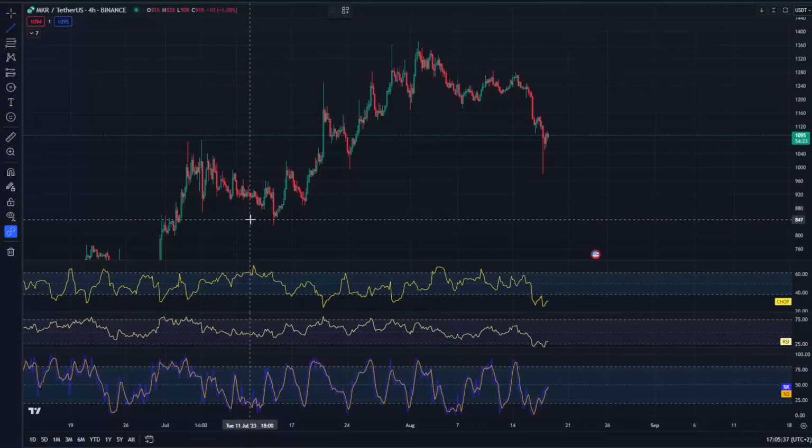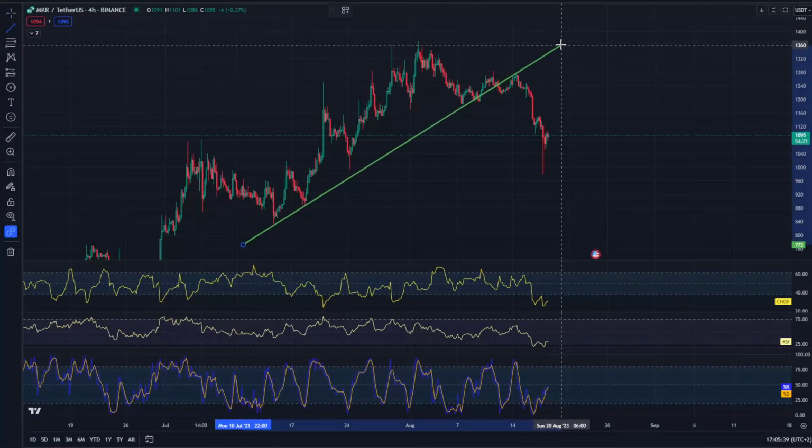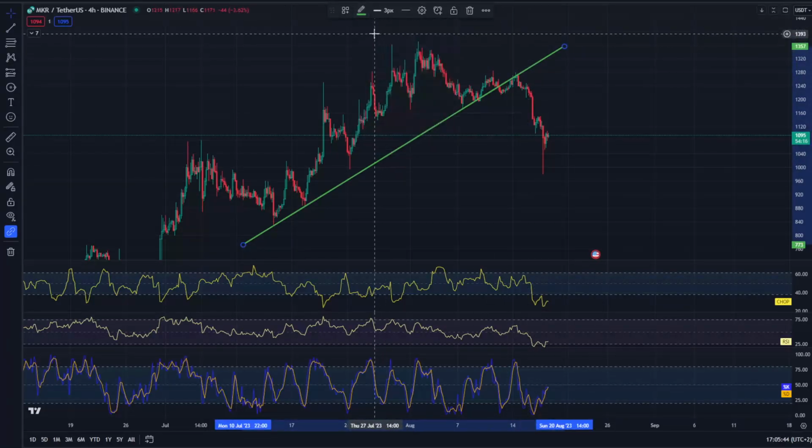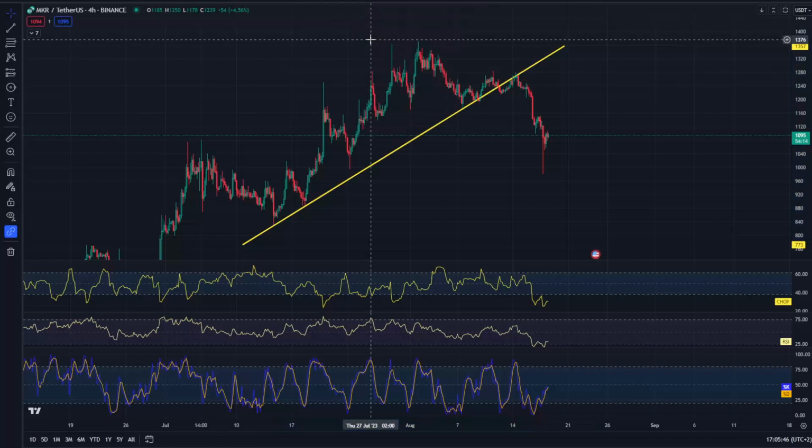Last in today's review is the MKR chart against USDT on the 4-hour interval. As we can see, the price has left the bottom of the uptrend line.